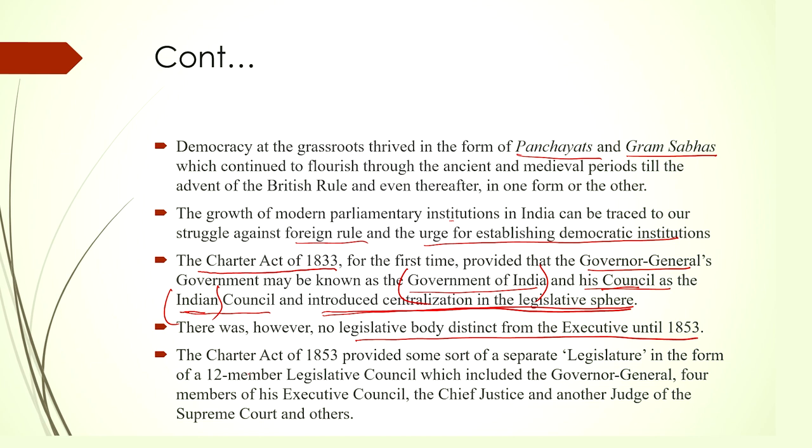It continued till 1853. The Charter Act of 1853 then provided some sort of separate legislature in the form of a 12-member legislative council. Here you can see that for the first time, the body we call a legislature, with the specific task of legislating, came into the picture through the Charter Act of 1853. It had a 12-member legislative council, which included the Governor General, 4 members of his executive council, the Chief Justice and another judge of the Supreme Court, and others.